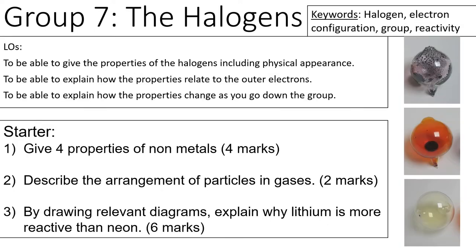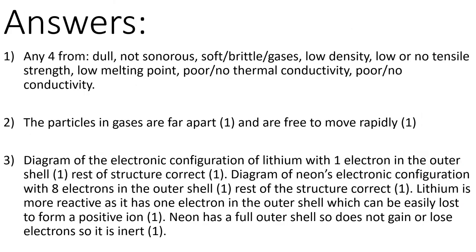Describe the arrangements of particles in a gas. Well, they're far apart and they're able to move freely and rapidly. So they're all whizzing about with loads of space in between them, and they're not all bound together. They're able to move rapidly away from each other.